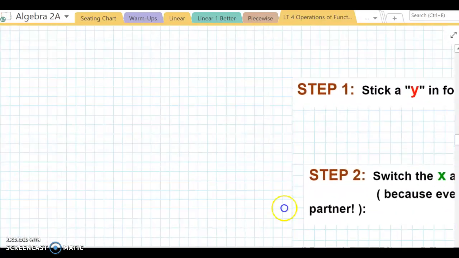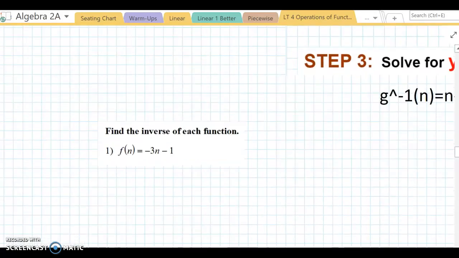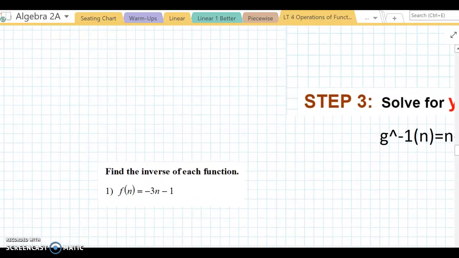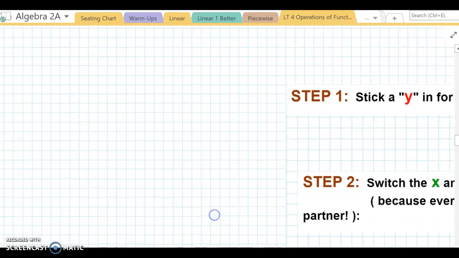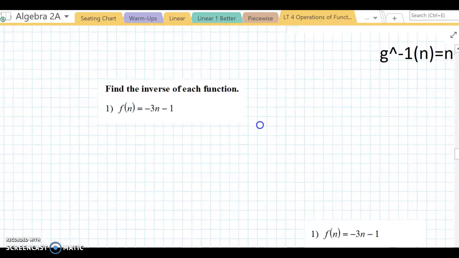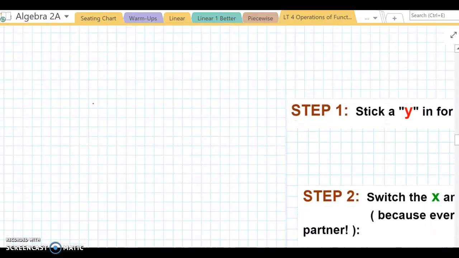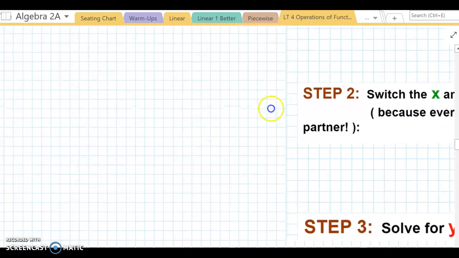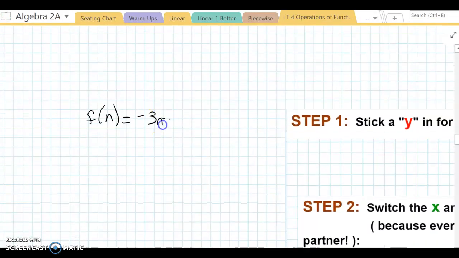you're going to try it. What did I do with the problem? There it is. All right, so negative 3n minus 1. So what was it? F of n equals negative 3n minus 1. All right, so pause the video and give that a shot.